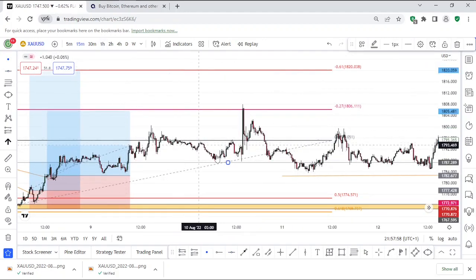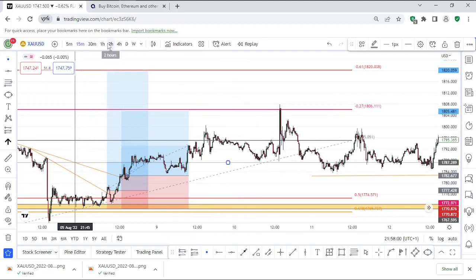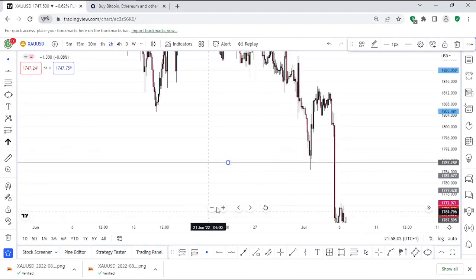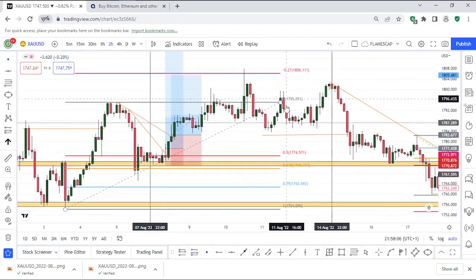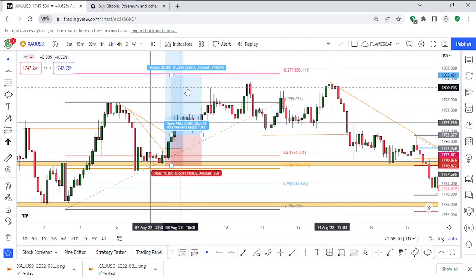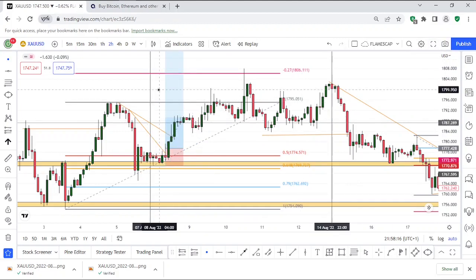And mind you, after entering the trade, what I do is I go back to my 2 hours to start monitoring my trade right there. I can even scale up to the 4 hours to monitor the trade. But I don't stay on the 15 minutes and start looking at my charts. And that's the whole purpose of trading the higher time frame for me, so I can have time to do other things.